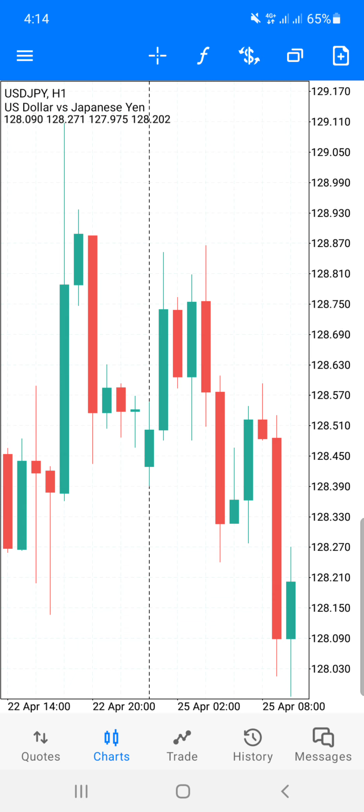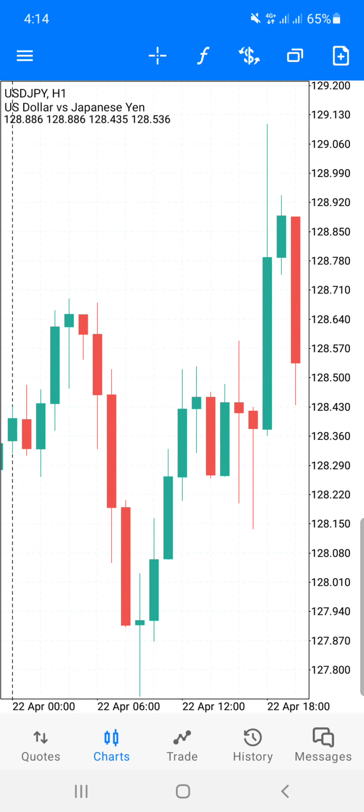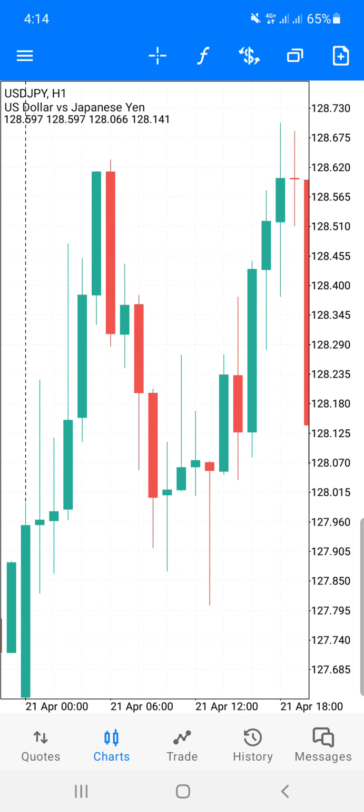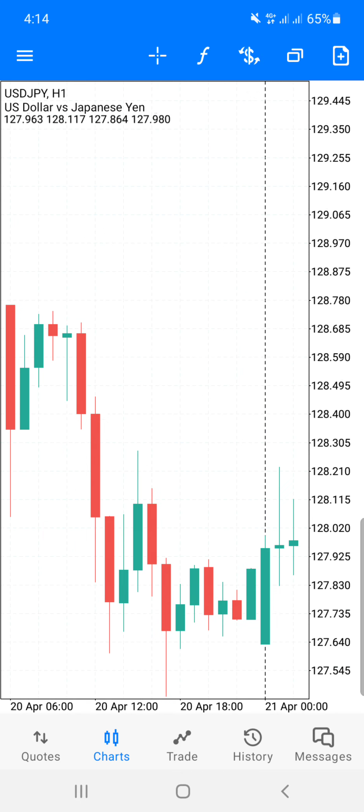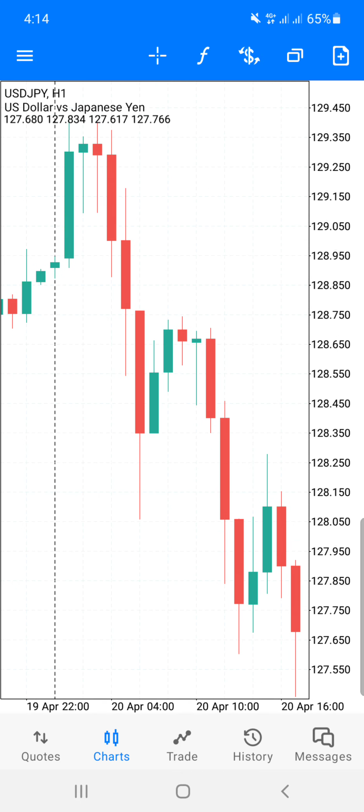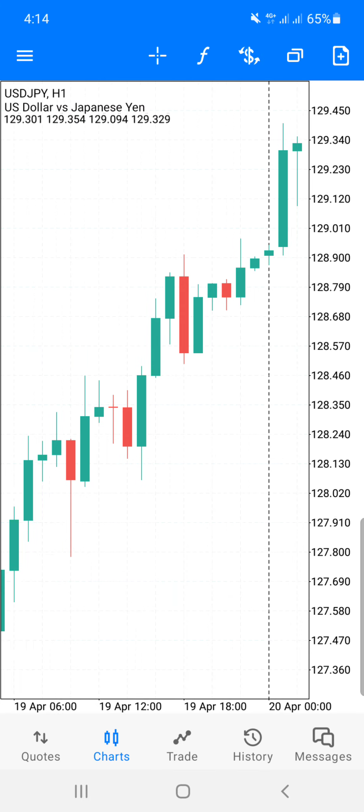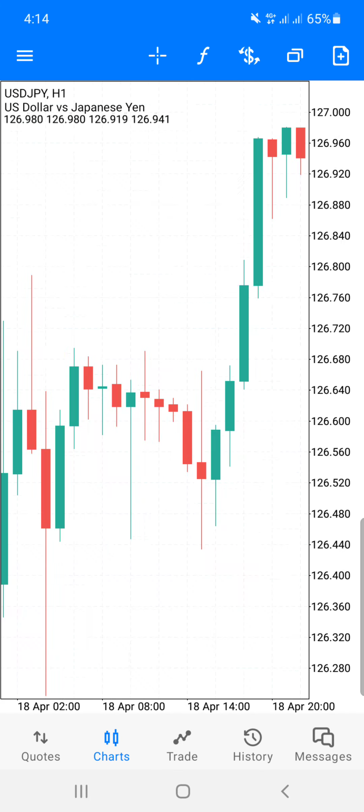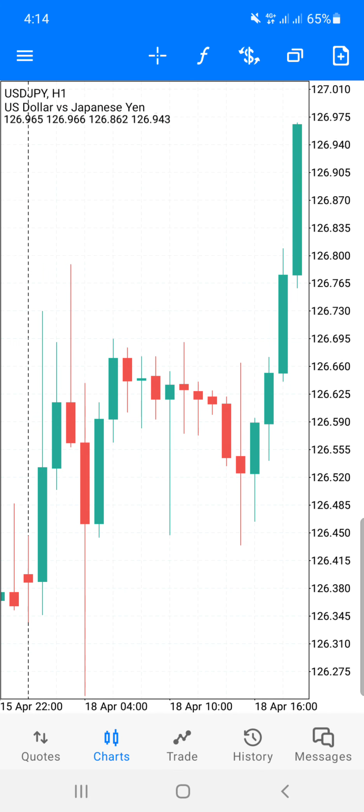Shooting star and inverted hammer. Shooting stars, inverted hammer. I'm not seeing plenty in this particular currency. Okay, see one here. Now this is a shooting star.